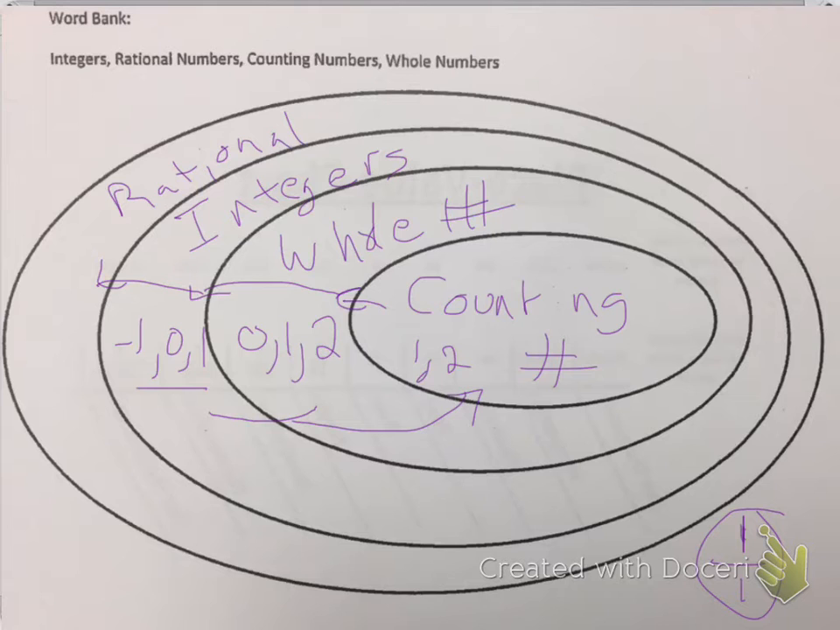Alright, so rational numbers are parts of numbers. Like, here's part of a number, 0.25. Okay?